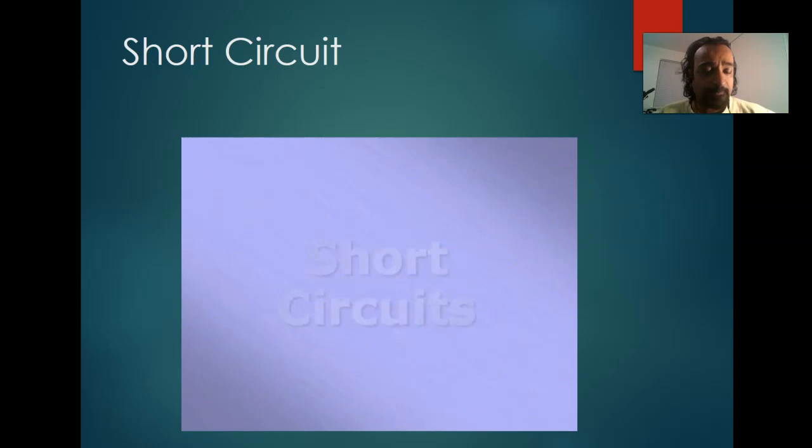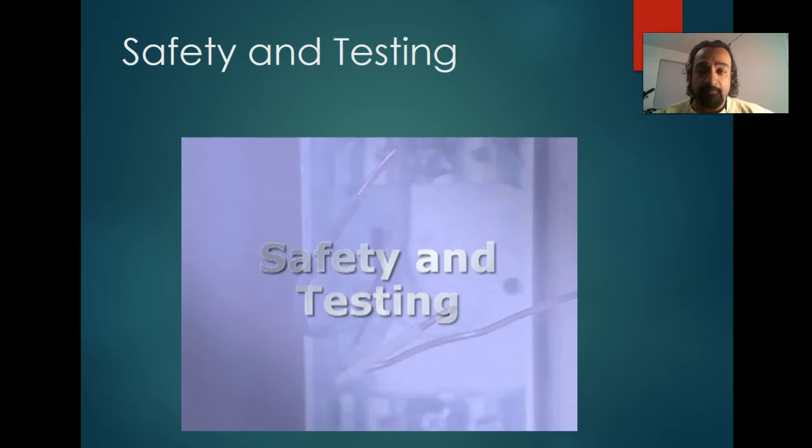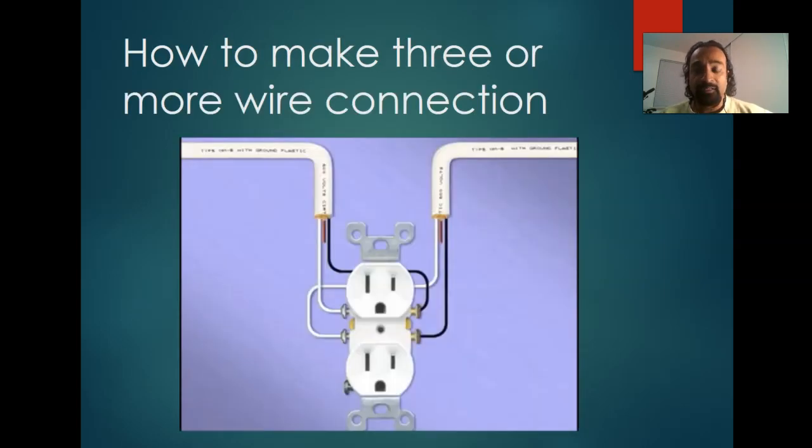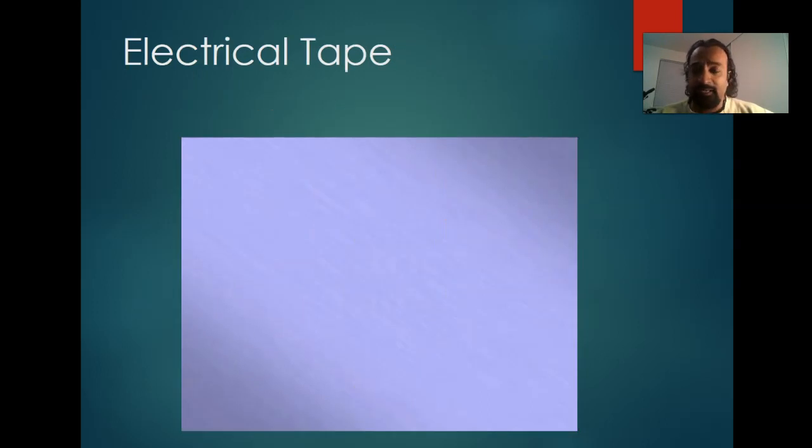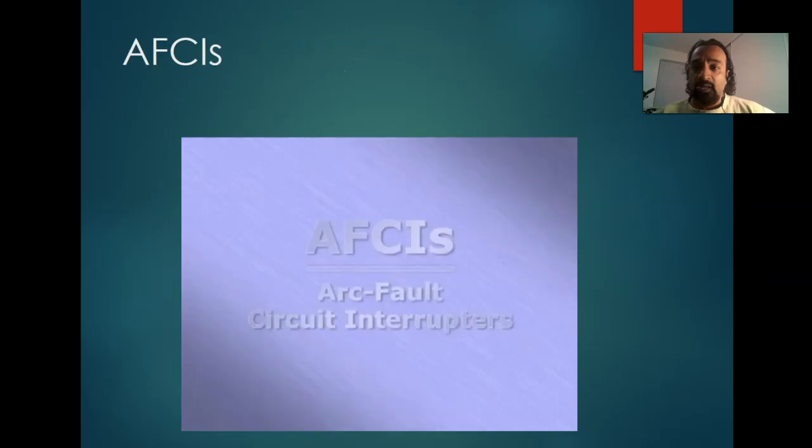Short circuit: what's a short circuit? What gets activated when you have a short circuit? Safety and testing, and how do you wire middle-of-the-run receptacles? The main reason I put that in there is to realize how receptacles are wired in parallel in a household, and how to do that in the right way. Electrical tape: which tape do you use and when and why. We do not like to use electrical tape, but we like to use wire nuts. AFCI is different than GFCI. It's good to know the difference, what the function is, and when you need one.